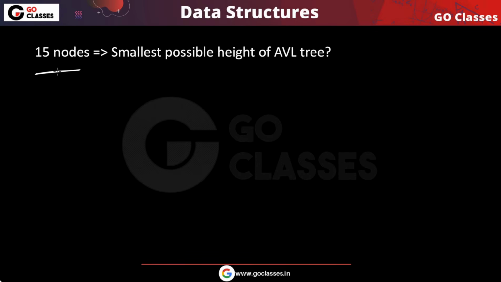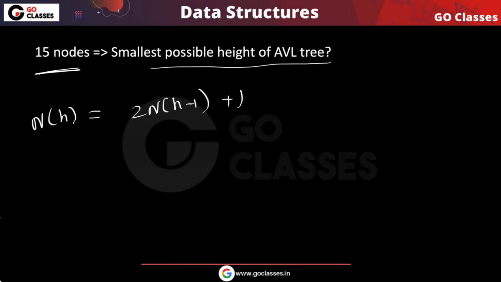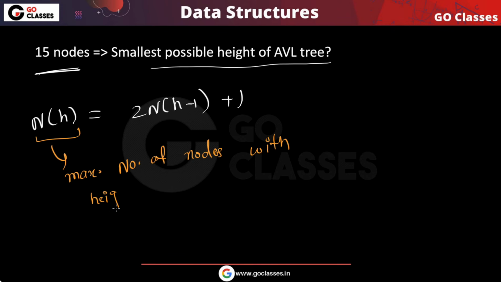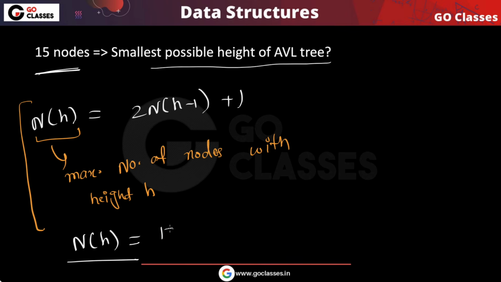Suppose that 15 nodes are given to you, and they are asking for the smallest possible height of the AVL tree. You know the formula of this. This formula says that N_h is the maximum number of nodes with height h in an AVL tree. Now, 15 nodes are given to you. They are saying these 15 nodes are the maximum nodes, because you cannot have more than 15 nodes, and they are actually asking for this h this time.